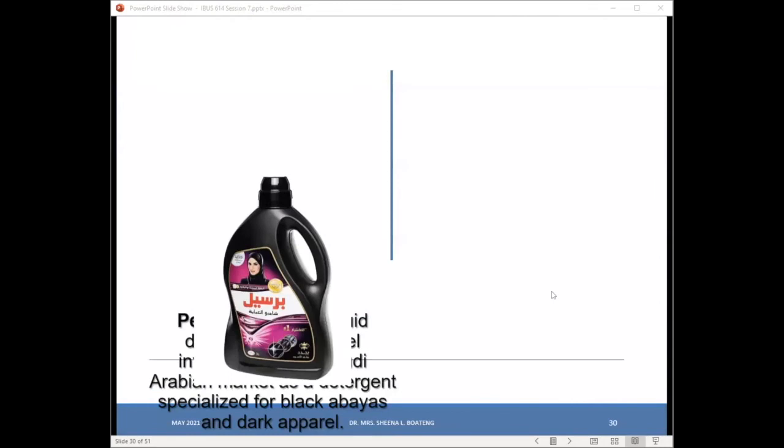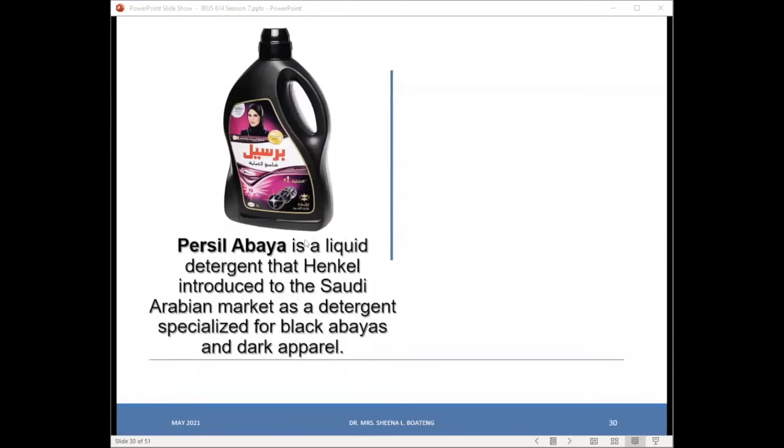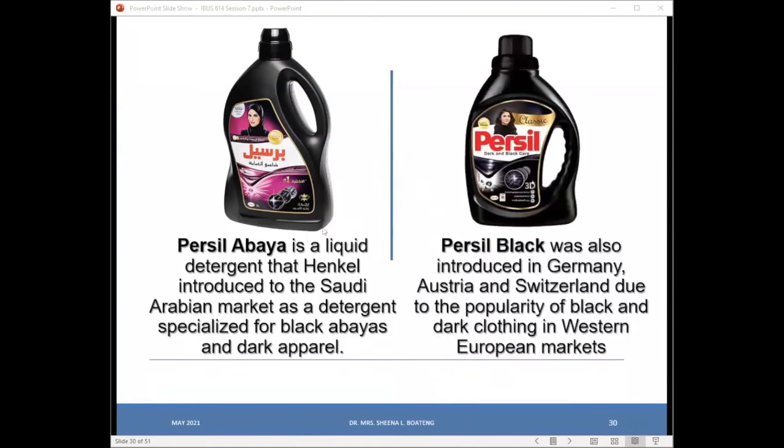Still on the matter, we can see that firms also like to adapt their packaging depending on specific regions that they want to enter into. So these two are the same laundry detergents, right? But when you look at the design of the bottles and the way it is packaged, it looks almost like it is made for two different markets.